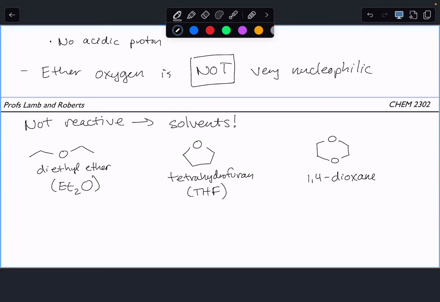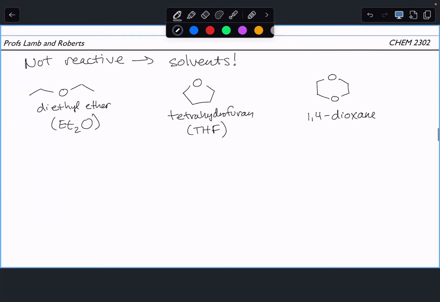Okay, so most of the time, ethers are not very reactive. We often use them as solvents, even for really highly reactive reagents like organometallics. But we've also already learned one example of an ether that is reactive, right? So if we have a reactive ether, they're normally cyclic.